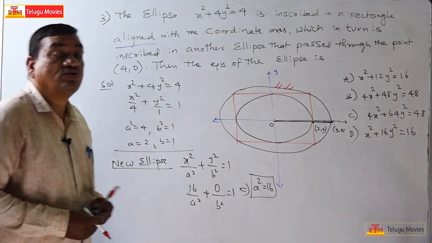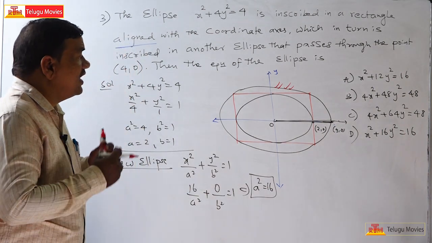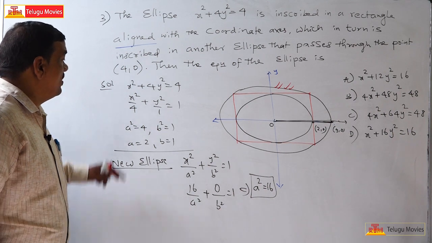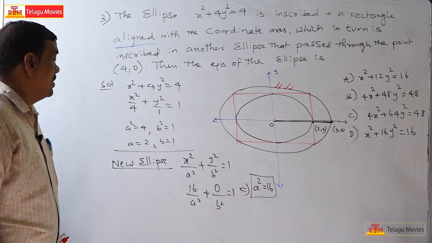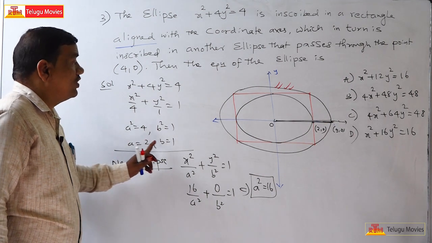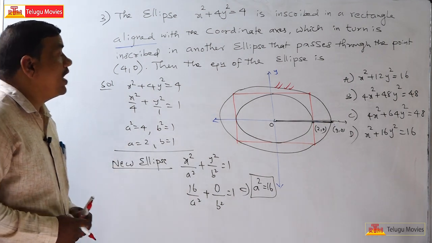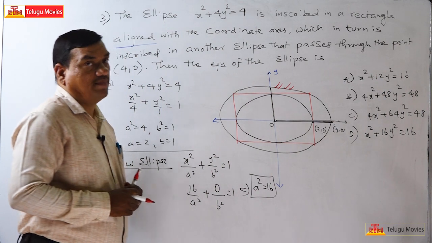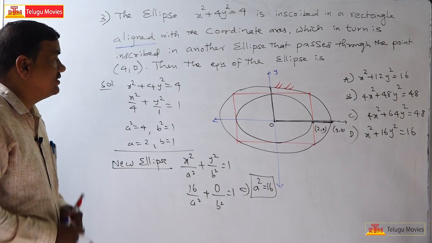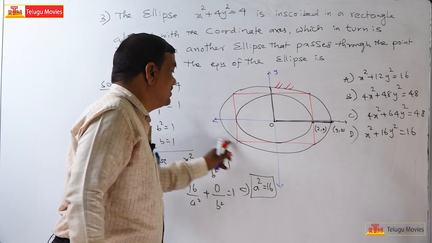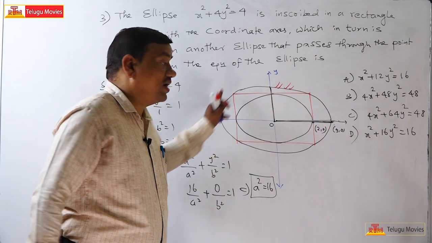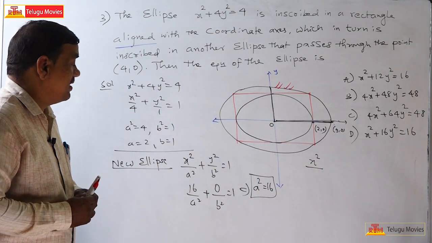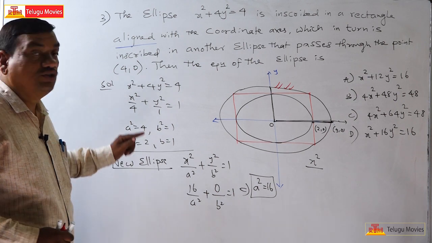Now if you know the b square value, the problem is over. Then how to find the b square value? So we will make use of this concept. Here for the inner ellipse we got a value 2 and b value 1. If you find out this b value, the problem will be completed. Let the equation of this ellipse be x square by a square plus y square by b square is equal to 1. So let us continue the solution.